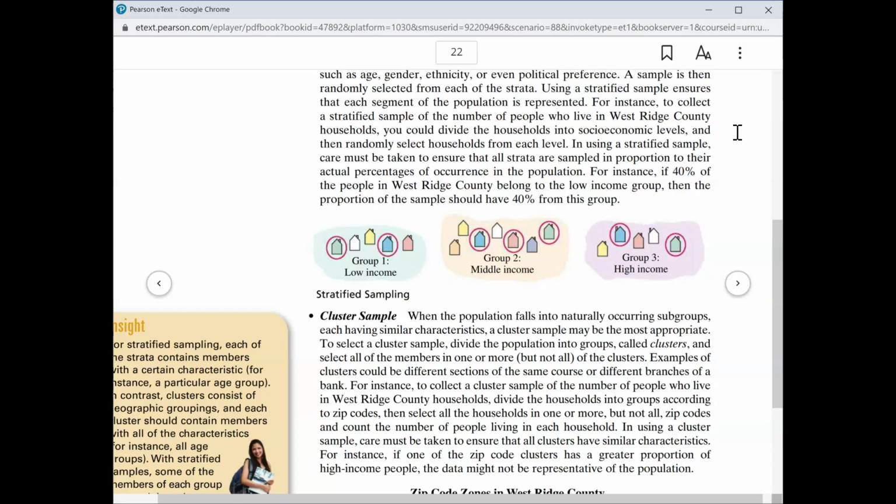For instance, to collect a stratified sample of the number of people who live in West Ridge County households, you could divide the households into socioeconomic levels and then randomly select households from each level. In using a stratified sample, care must be taken to ensure that all strata are sampled in proportion to their actual percentages of occurrence in the population. For instance, if 40% of the people in West Ridge County belong to the low income group, then it's important that the proportion in the sample also be about 40% as well.